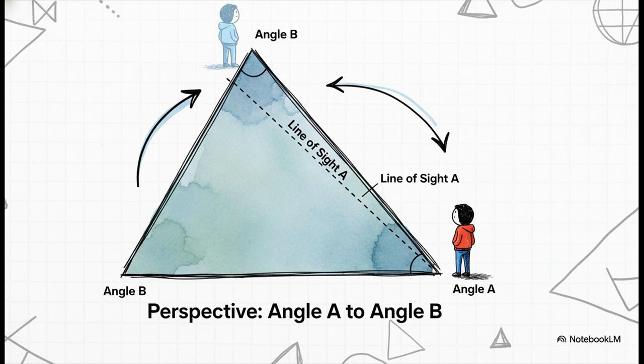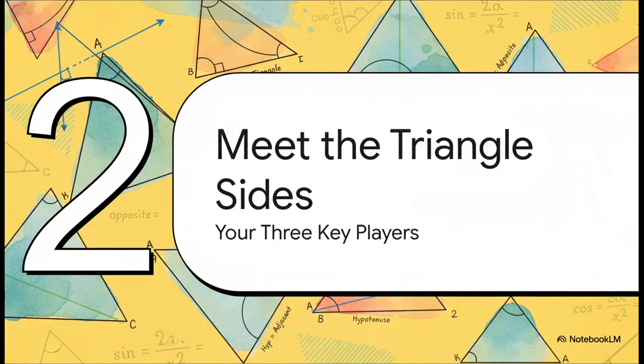You see, the whole secret is this. The names of the sides in trigonometry, they aren't fixed. They're what we call relational. It all changes based entirely on your perspective, basically where you're standing inside that triangle. So let's go ahead and formally meet our three key players.